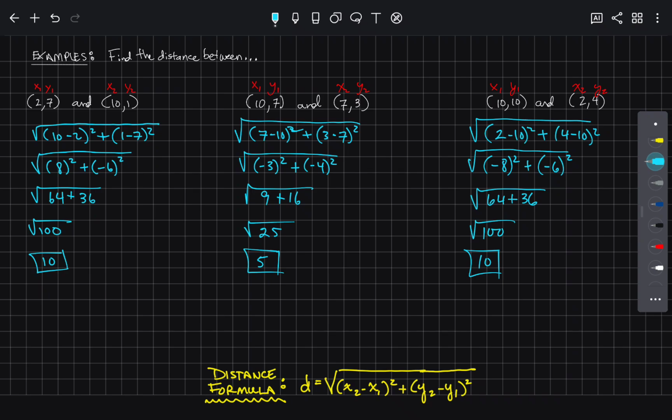So these are very straightforward, very simple examples. The only thing that's going to come up that would be a little more technical would be whenever it's not a perfect square being worked out, and then you have to simplify using square roots.